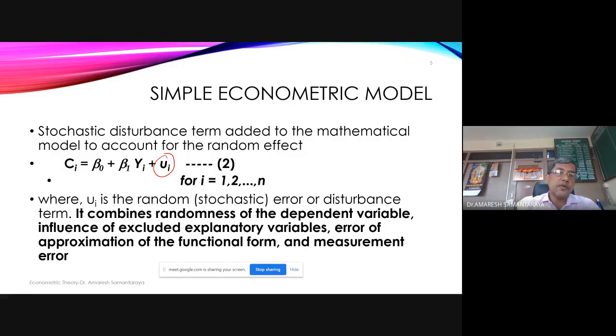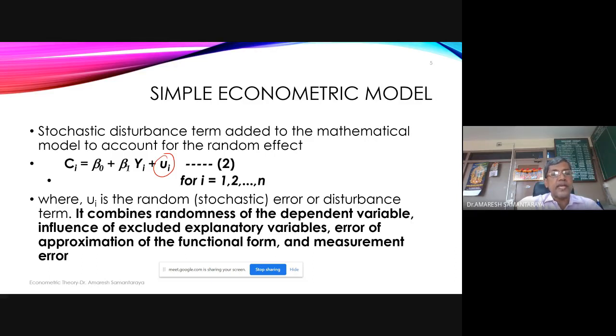Now, a couple of nomenclature issues I need to discuss for those students who are new to econometrics. Here the left hand side variable CI has a certain technical name. CI is generally called the dependent variable. It has several names. One is dependent variable.